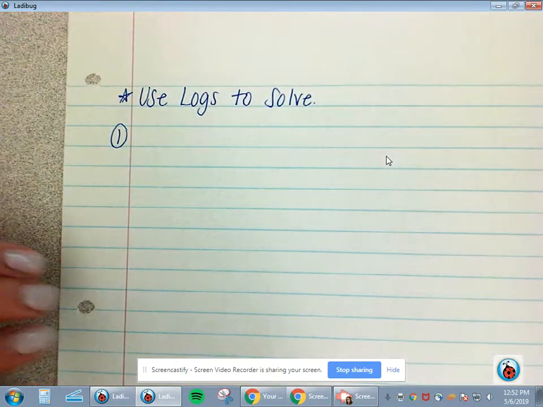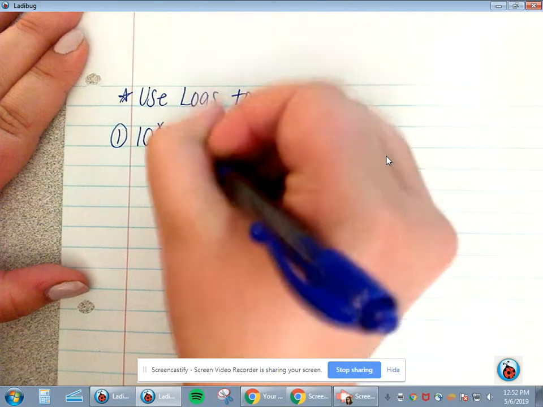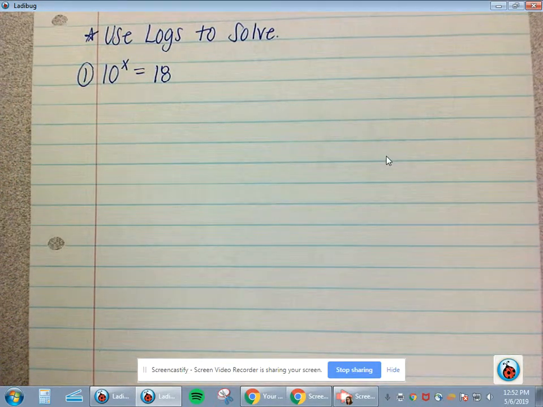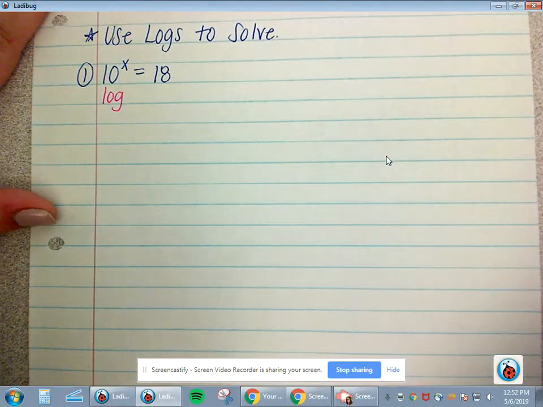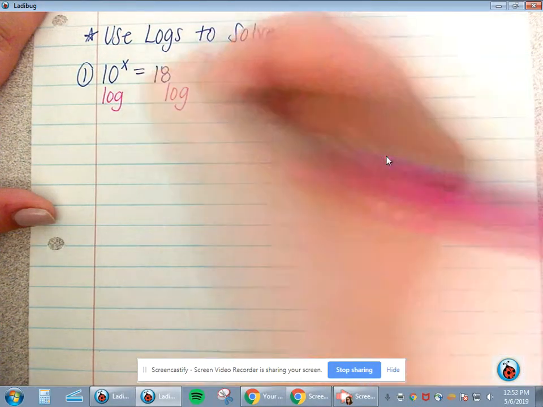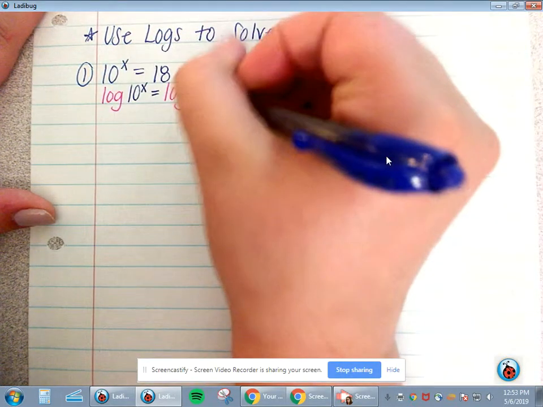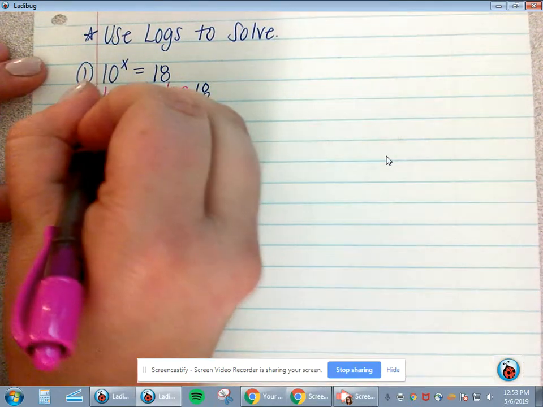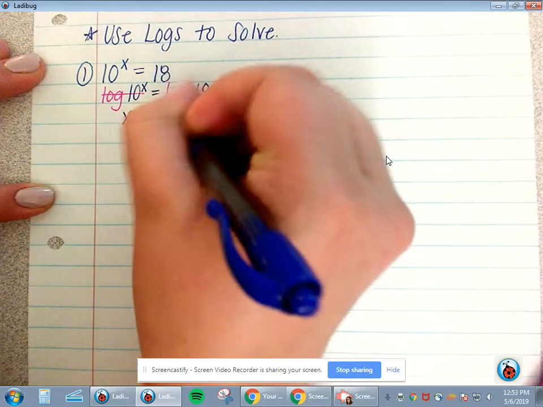So for number one on these type, say we had like 10 to the x equals 18. And I want to get x by itself. So to undo that 10 to the, we have to do common log, because that's base 10, of both sides. So I've got common log of 10 to the x equals common log of 18. And then I did that so that this 10 to the would cancel out. And now I've got x equals log 18.